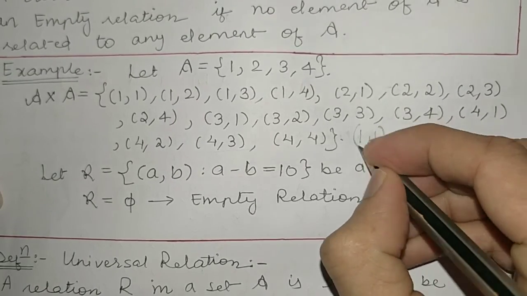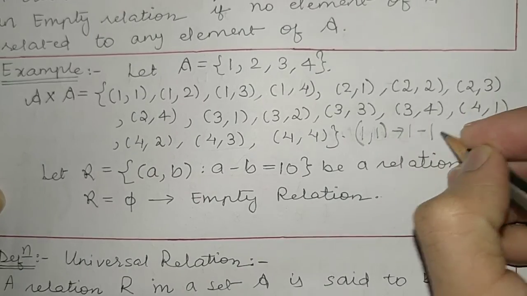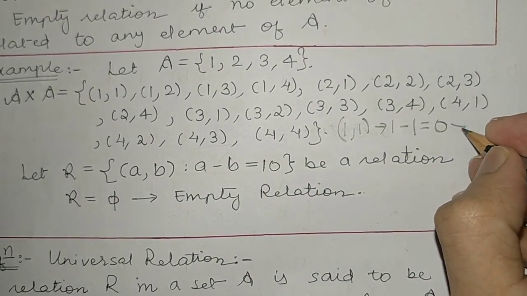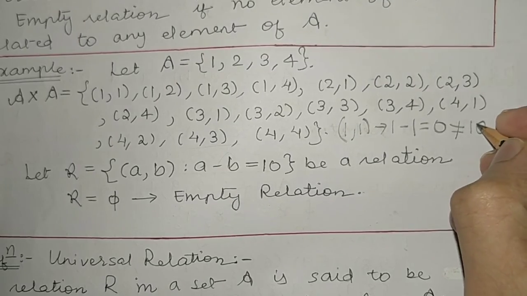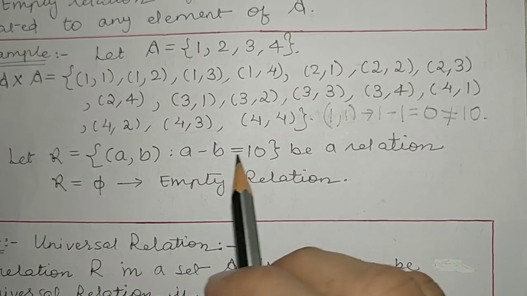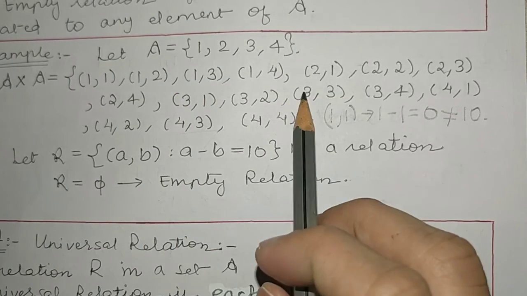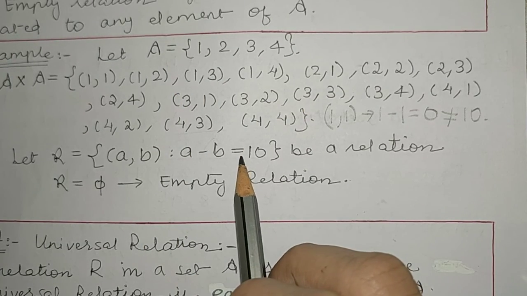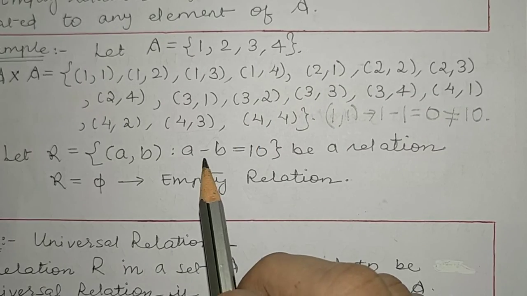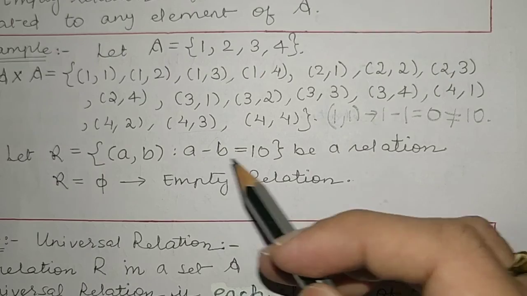Now, if you consider this first element, you get what? The first element is (1, 1). If we take the difference, that is 1 minus 1, which is 0, which is not equal to 10. So we are not getting the condition here. Like that, if you take any element and take the difference, you won't get the difference as 10.